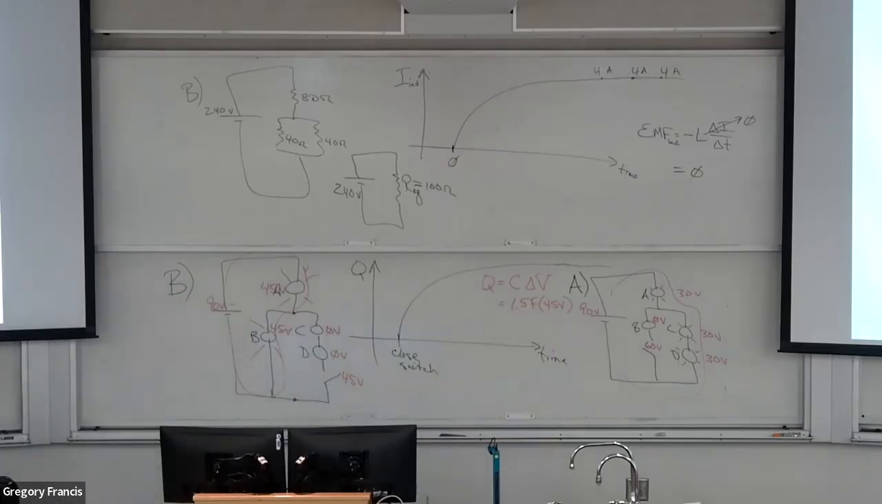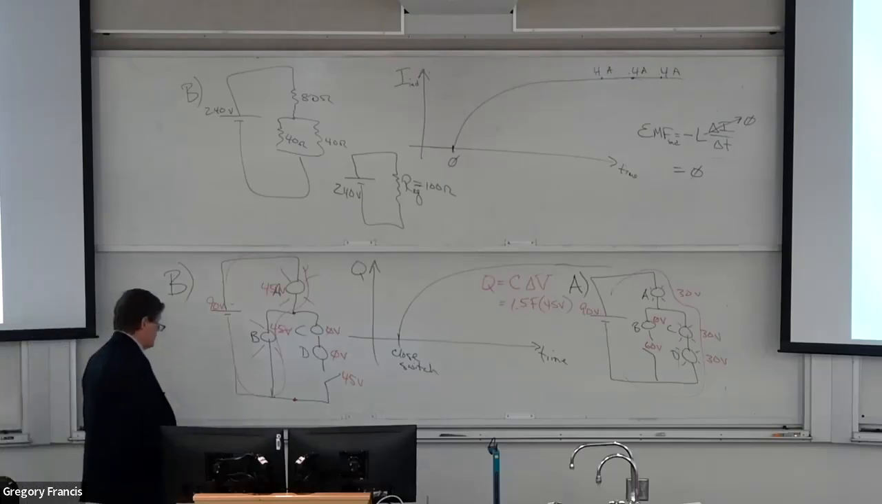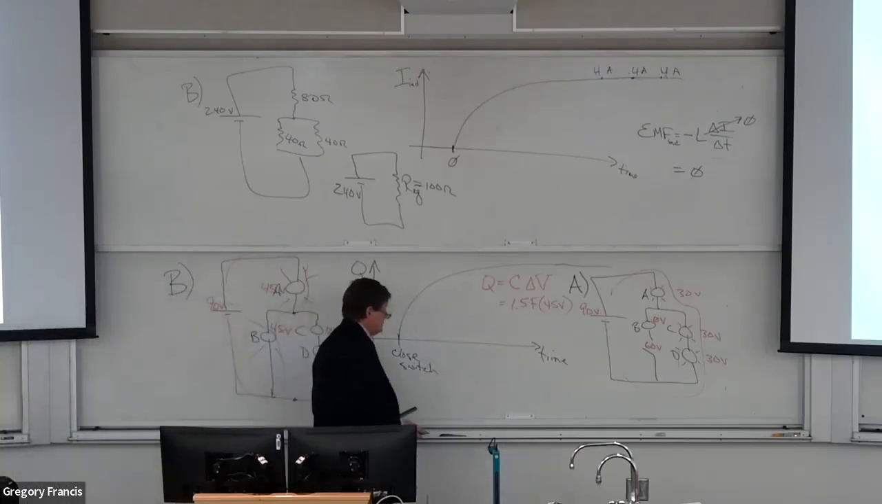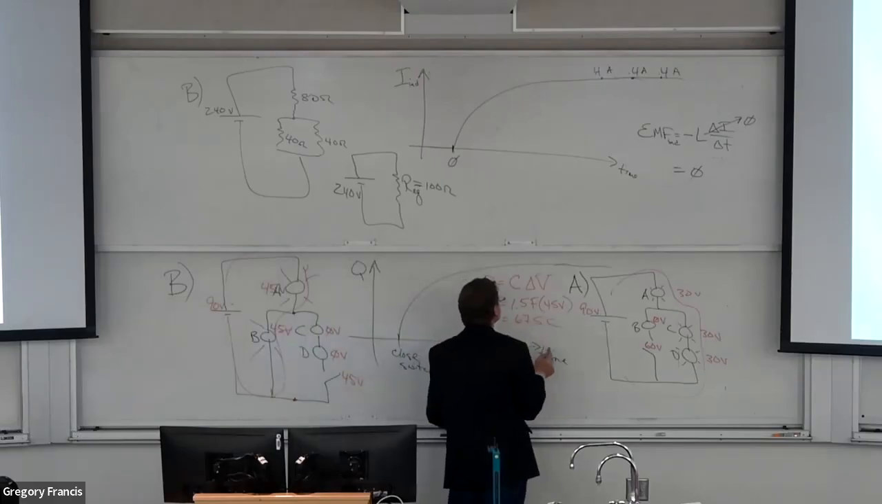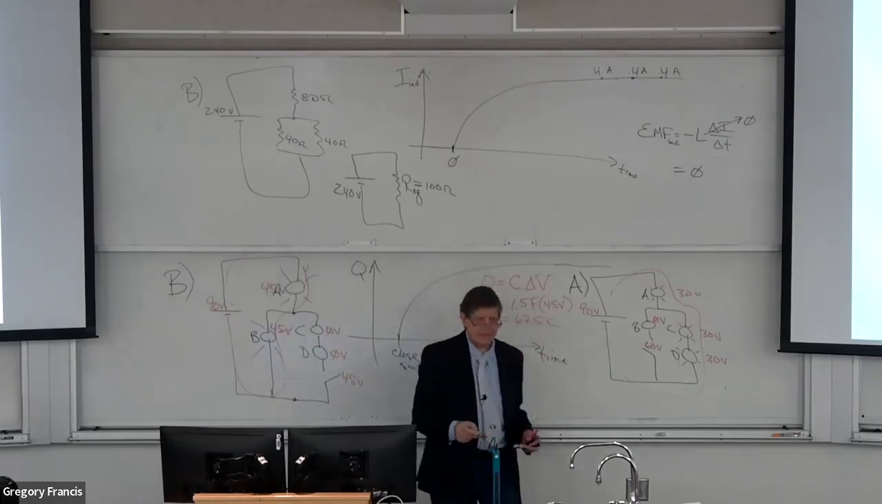And I want you to recognize that "full" means different things in different circuits. It almost never means the battery voltage. In this problem, it's 45 volts. In other problems, you've had different values. You just have to look at what voltage you have on the parallel branch. So this would be, is it 67.5 coulombs? Did I get that right? Let's say I did.